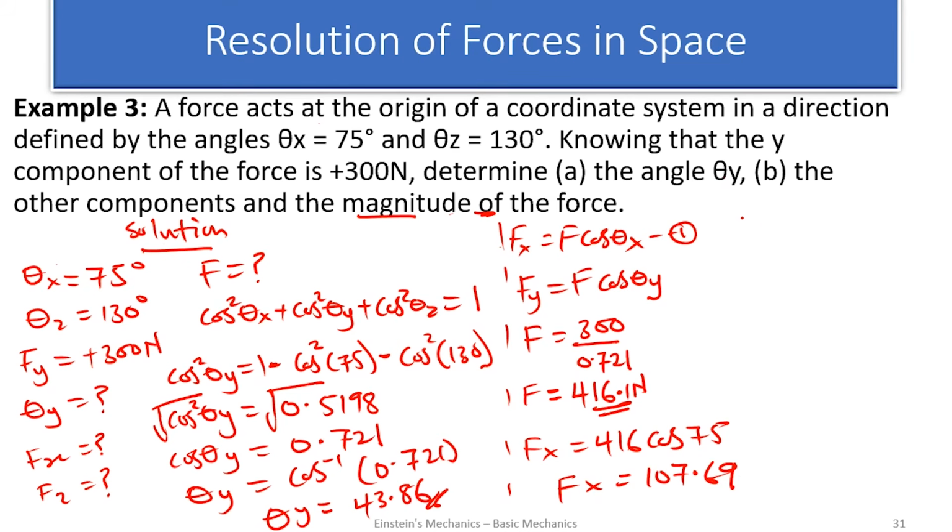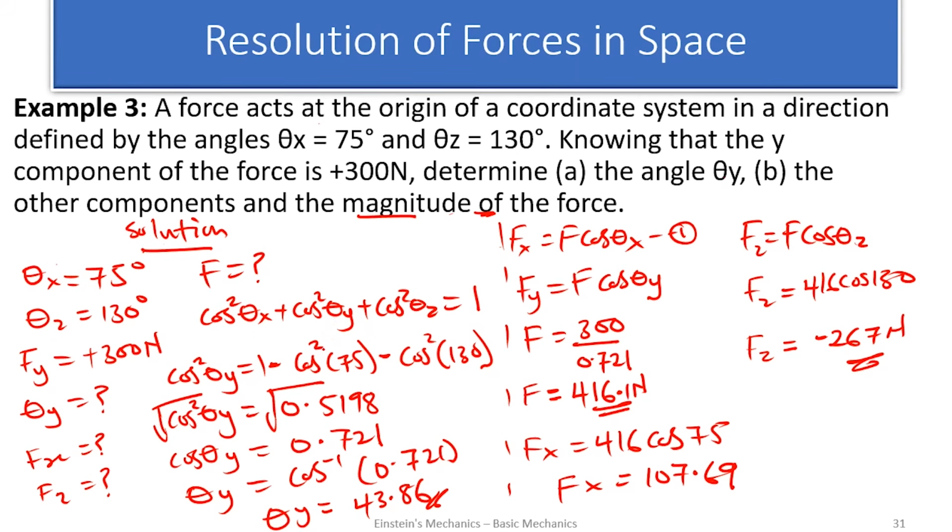107.69. I can now find f of z as f cos theta z. These are the other components. So 416 cosine, what's theta z? 130. And my f of z is giving me negative 267 newtons. Interesting. So you see this example, we were to find one missing angle and the other component. So this is how you go through. Let's tackle this last example and see how we go.